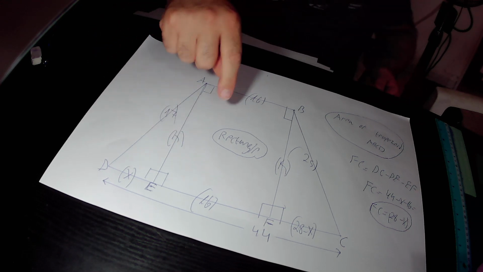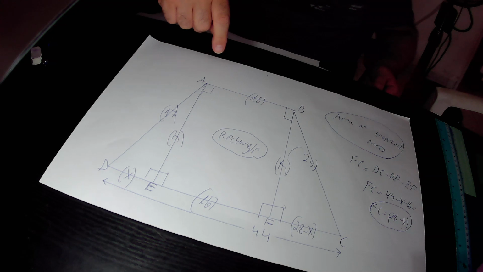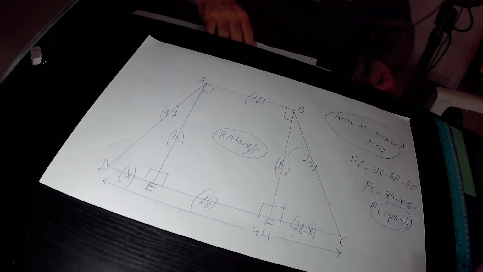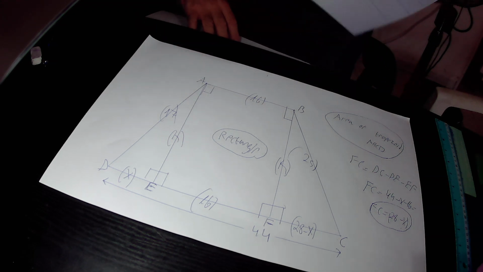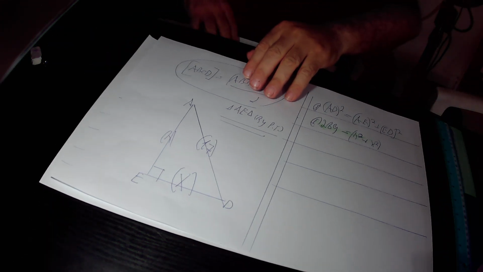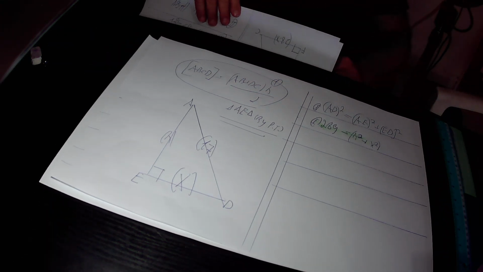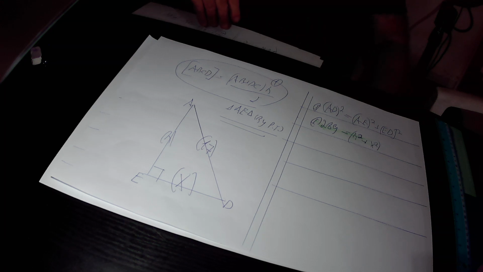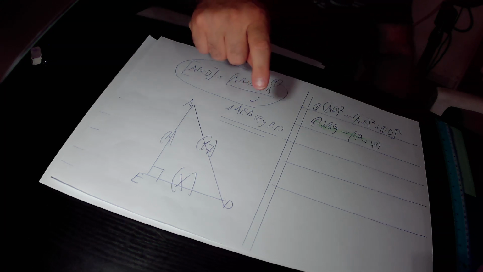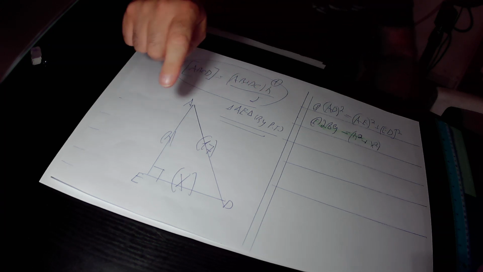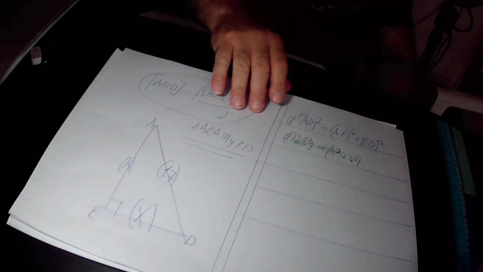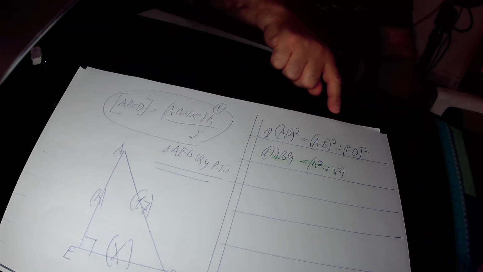By doing this construction, we created the right triangle AED. So I copied the right triangle AED onto a new page and we implemented the Pythagorean theorem on it. According to the Pythagorean theorem, in this right triangle AED, AD squared, that is the square of the hypotenuse, equals AE squared plus ED squared.